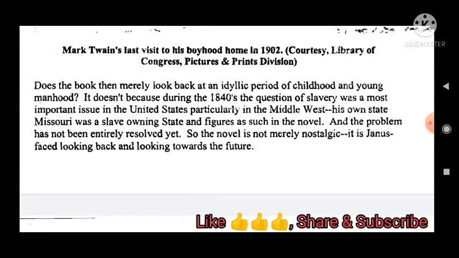It doesn't, because during the 1840s the question of slavery was the most important issue in the United States, particularly in the Middle West. His own state, Missouri, was a slave-owning state and figures as such in the novel, and the problem has not been entirely resolved yet. So the novel is not merely nostalgic. It is Janus-faced, looking back and looking towards the future.